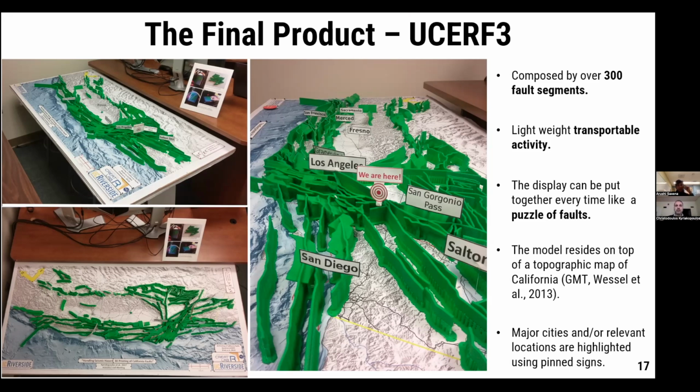And the model resides on the top of a map made with GMT, and includes also the major cities and some of the locations in California. And it's relatively light. It's transportable. And I actually have even a mini version that I will show you later. So let's move on. All right, let me see the slide next.